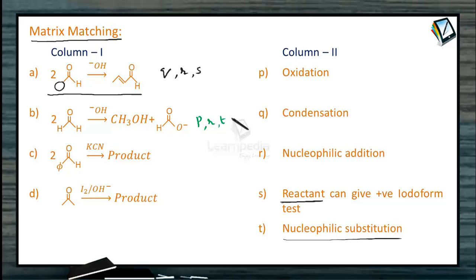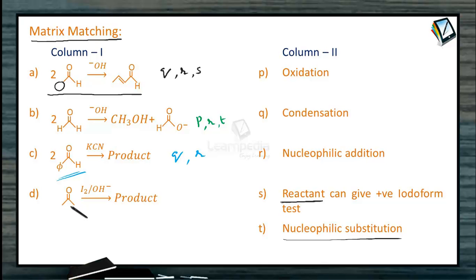Hence it is PRT. Now here 2 moles of benzaldehyde is treated with KCN to give the product. Benzaldehyde, when treated with KCN, a specific reagent, alcoholic potassium cyanide, undergoes benzoin condensation. So it goes with Q. In the benzoin condensation, nucleophilic attack on the carbonyl carbon is there in the mechanism, so it is nucleophilic addition. This reactant benzaldehyde does not give the iodoform reaction and there is no nucleophilic substitution involved. So it goes only with QR.